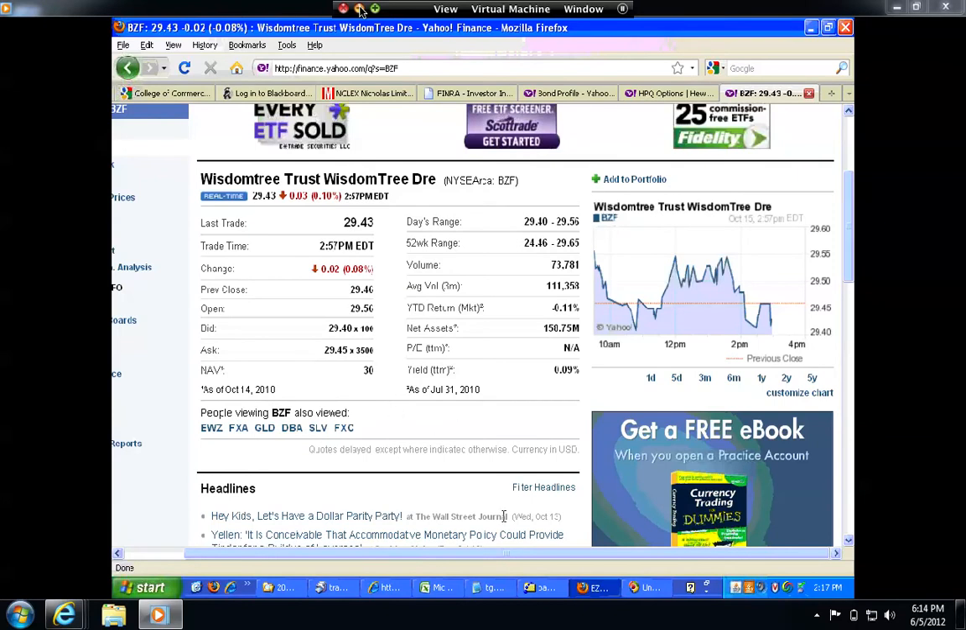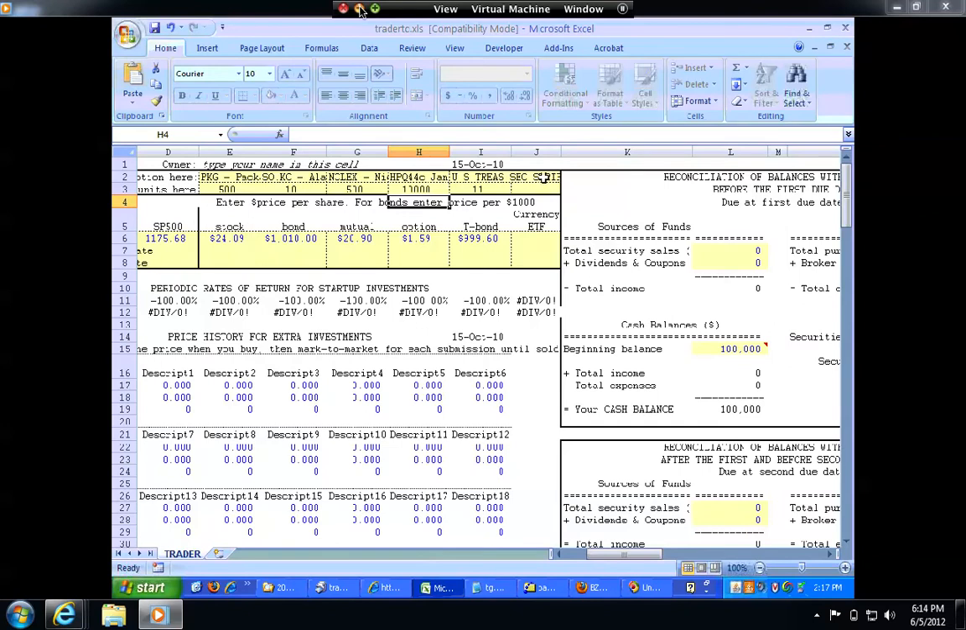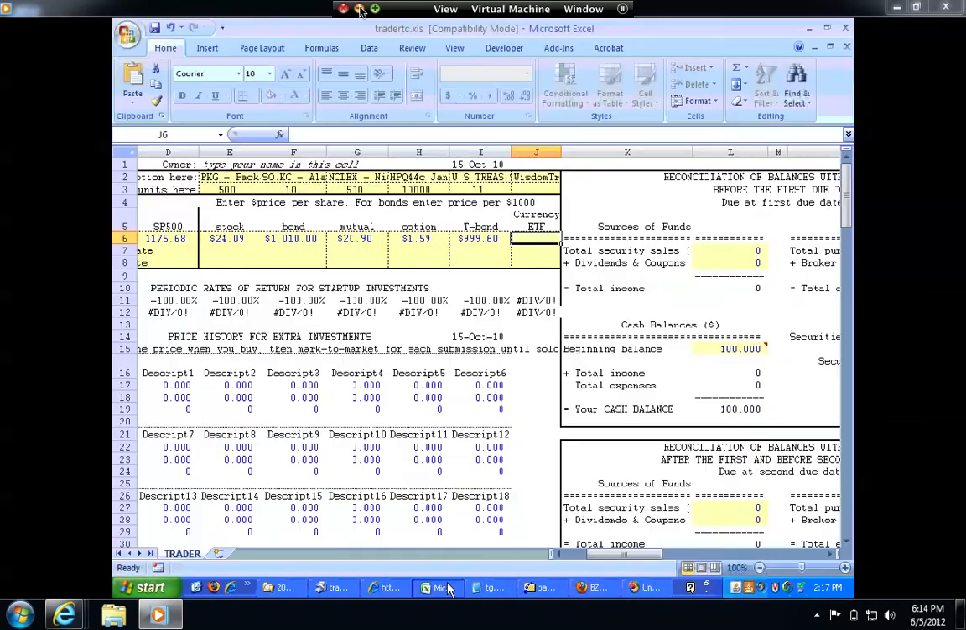Okay, and so let me go to my spreadsheet. And for my currency ETF, I put in a description right here, Control-V, which is BZF. And then I put in my price down here, which we just saw was $29.43. So I punch in 29.43.